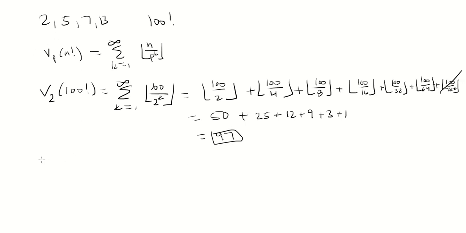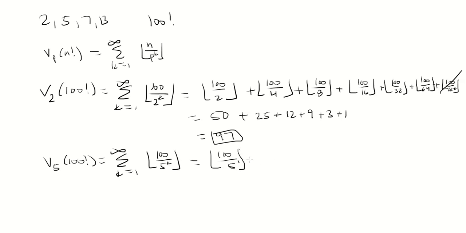So moving on to 5. 5 is going to be our prime number this time. So we're going to use the formula, sum from k equals 1 to infinity, the floor of 100 divided by 5 to the k. So again, we're going to look at 100 over 5 to the first, 100 over 5 squared. But it doesn't make sense to look at 100 over 125 because that's going to be 0 when we take the floor of that. So we only care about the first two.